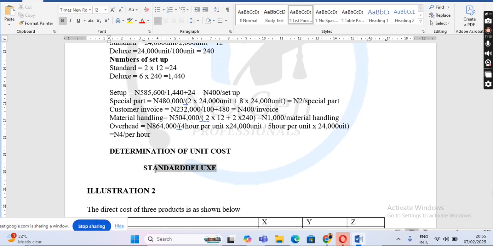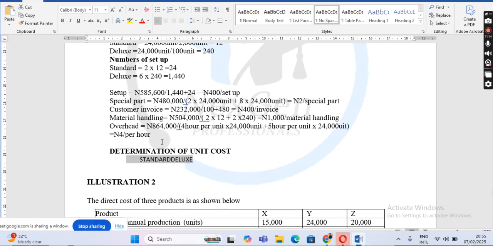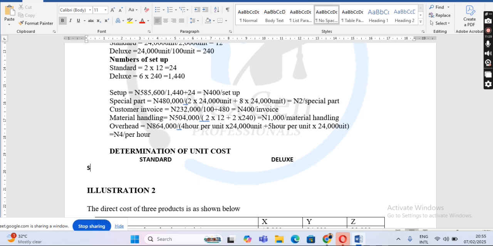Okay. So we have standard and dealer. We want to determine the unit cost. Now, let's go. We will start with setup. Don't forget that we have setup here in this question given to us, right?